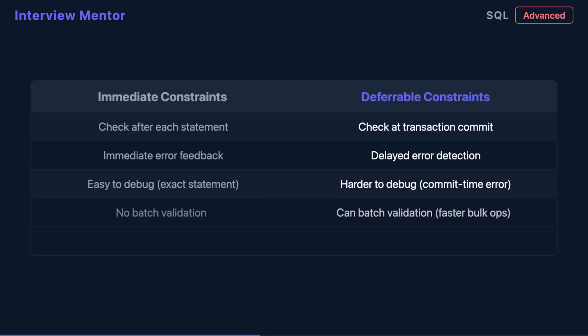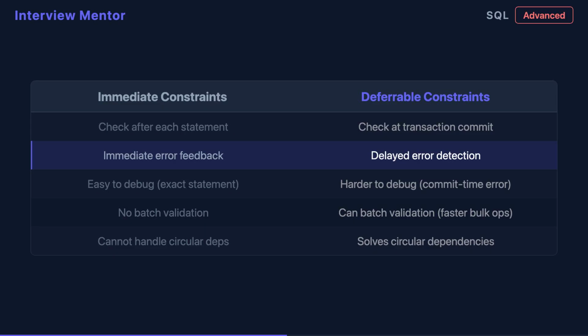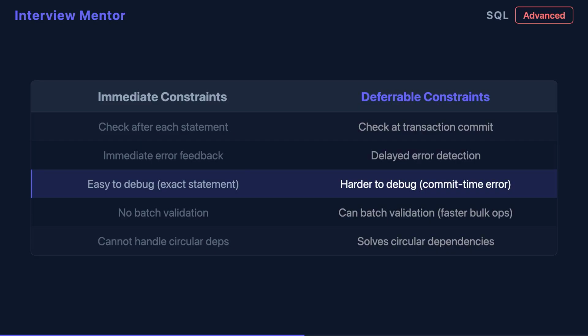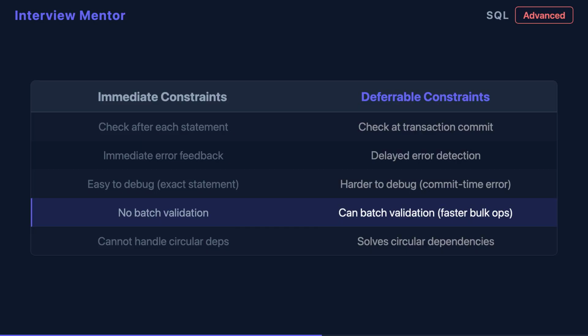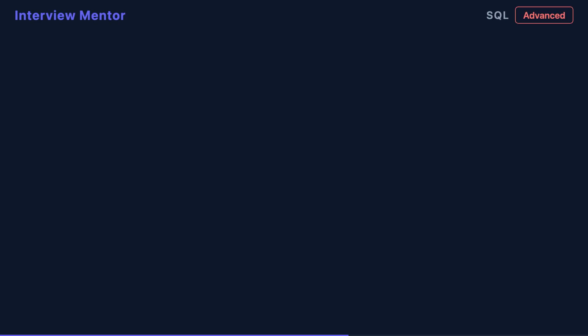There's a performance trade-off to consider. Deferrable constraints can batch validation, which might be faster for bulk operations. But here's the catch. If something's wrong, you won't discover it until commit time. That makes debugging harder because the error is disconnected from the statement that caused it. You lose the immediate feedback that pinpoints exactly which insert or update failed.